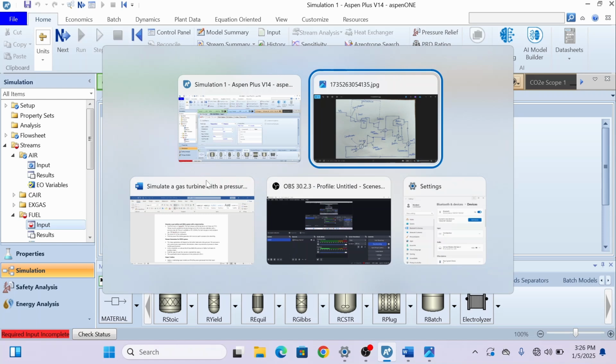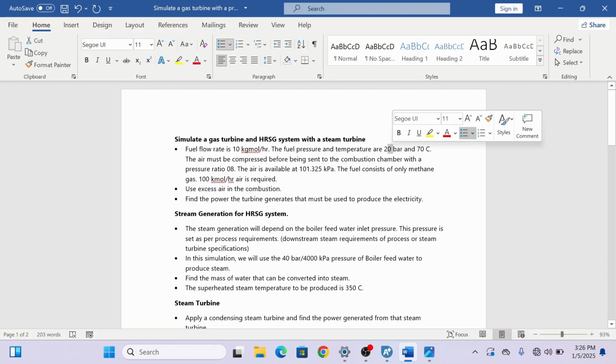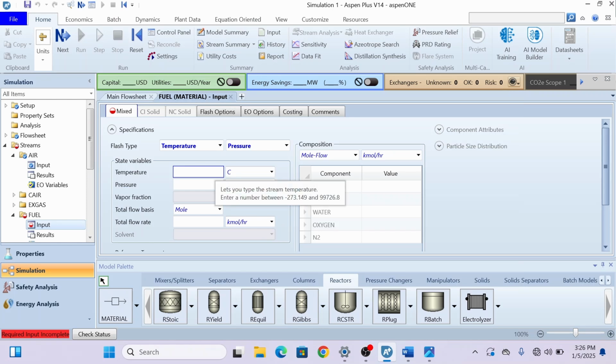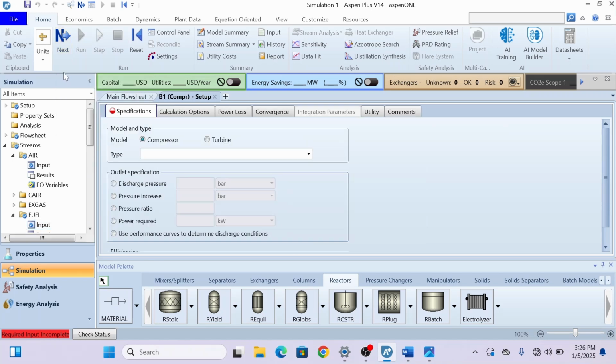So here now it is the fuel stream. So our fuel stream temperature is 70 C and its pressure is 20 bar. So the molar flow rate of our fuel gas is 10 kg mole per hour, and it consists all of methane. So molar flow, and you can write here as 10. So now again you can see blue tick has appeared. So this stream minimum requirement has been completed. So after this, press this next button.